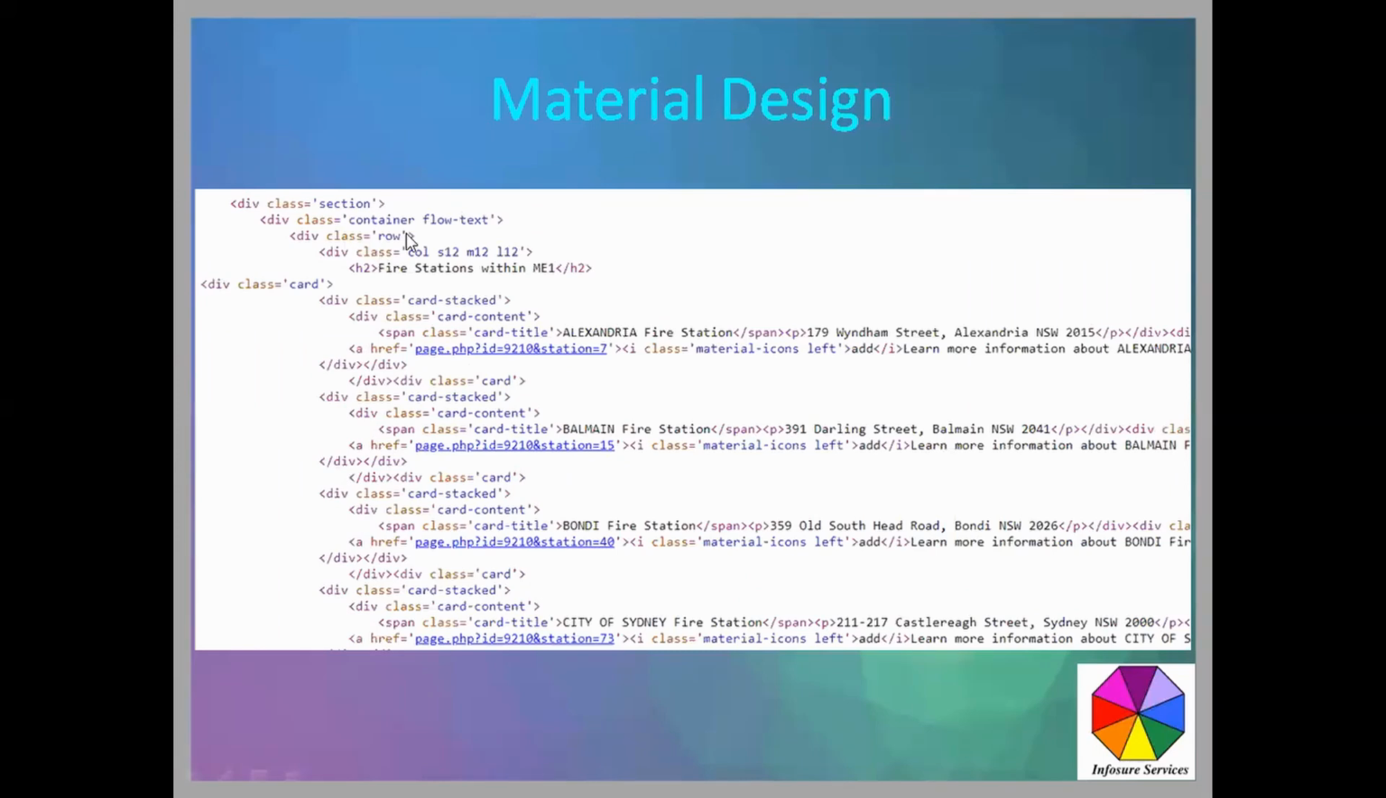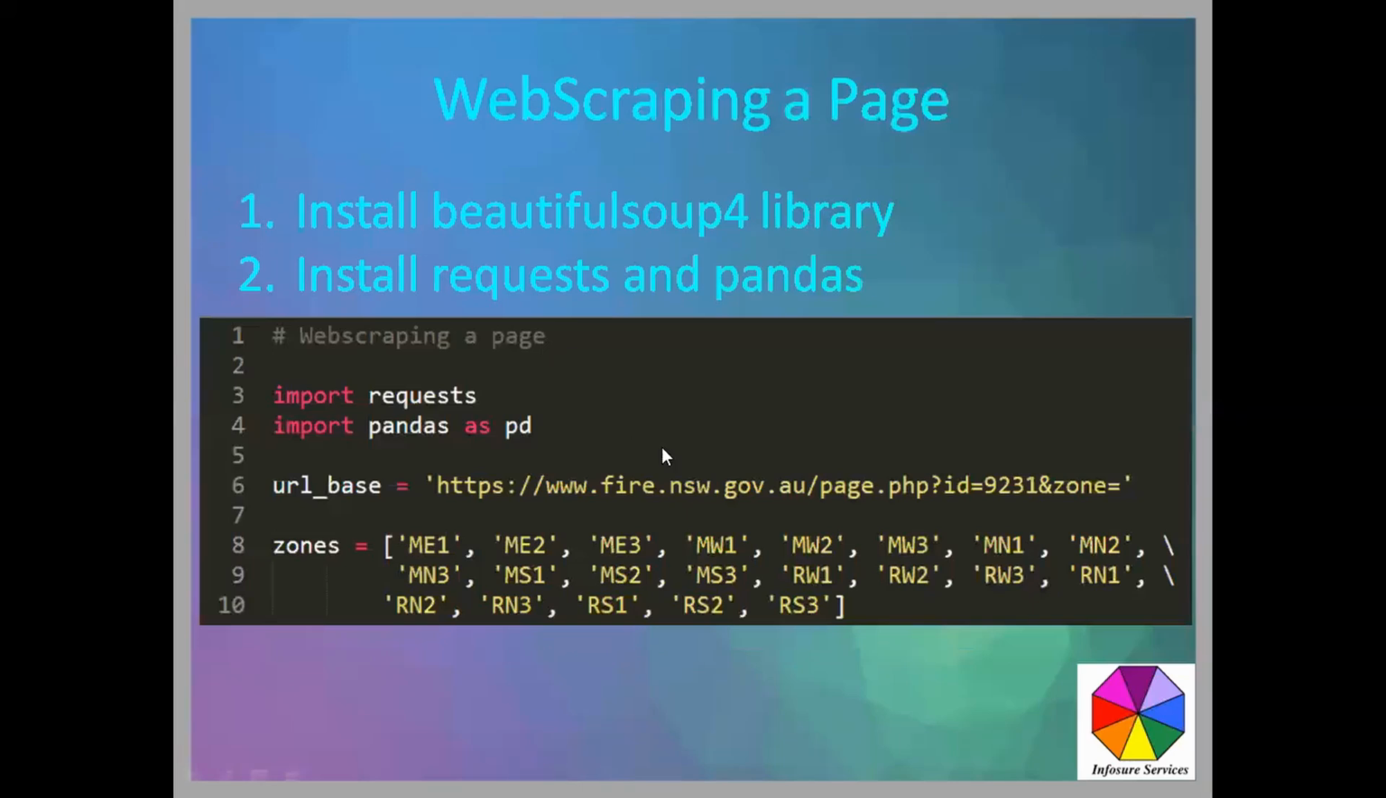We're here at fire stations within ME1, and it's showing Alexandria Fire Station, Balmain Fire Station, Bondi Fire Station, City of Sydney Fire Station, and their addresses. So if you look for a certain tag in that HTML page, you can take this card title class. That is giving me this. So you look for the card title class and then scrape the information. That is what we are doing here.